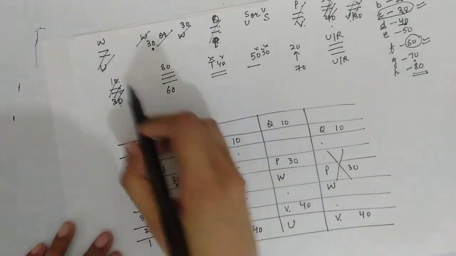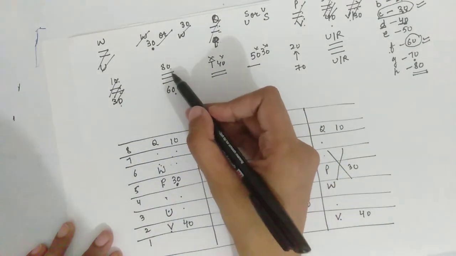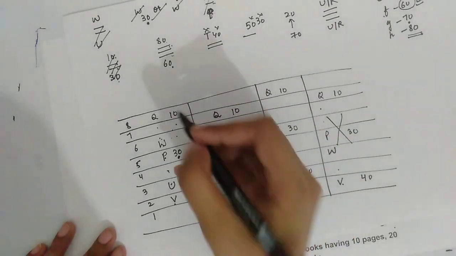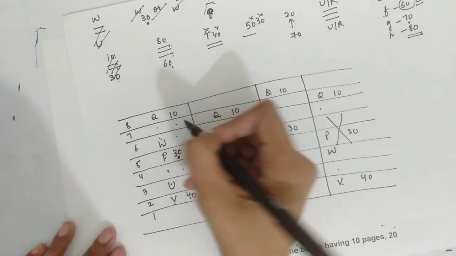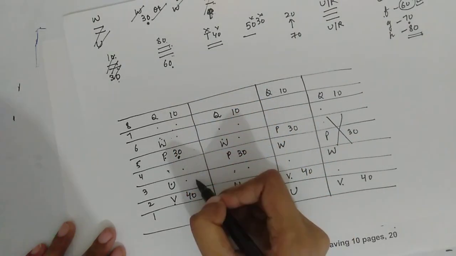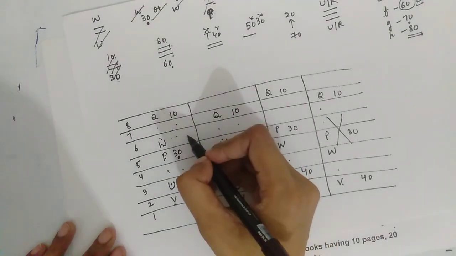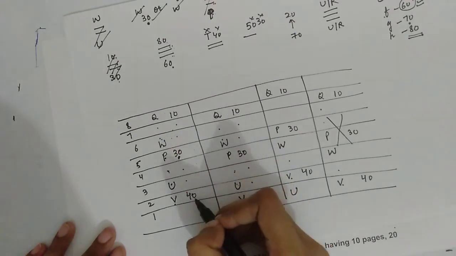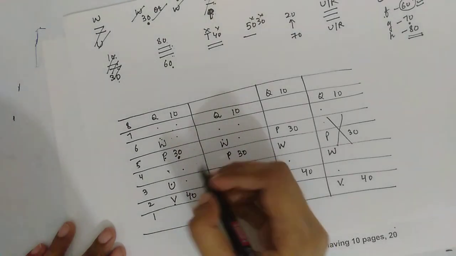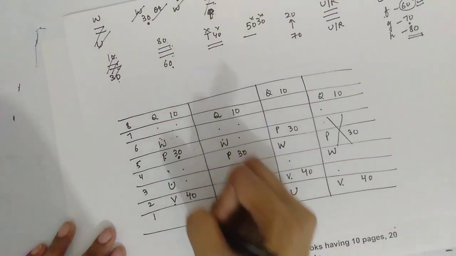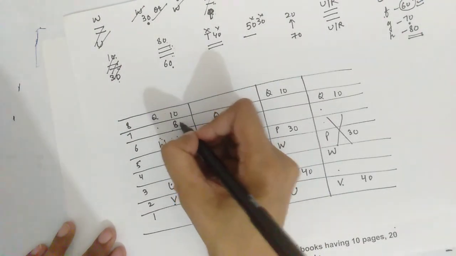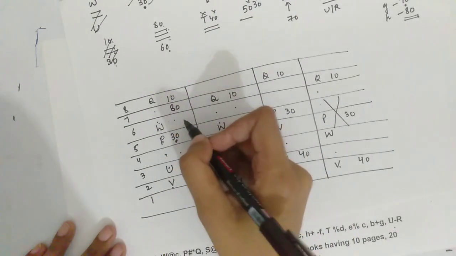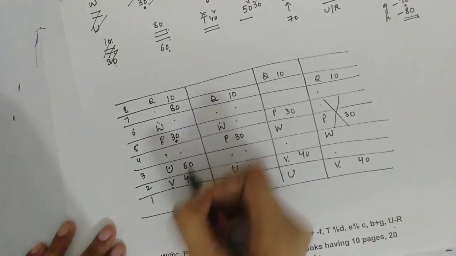Now see the next. 80 and 60 have 3 books in between them. So see if I place 80 here. 1, 2, 3. 60 will come here. Yes. Now see next. If I place 80 here. 1, 2, 3. No, 60 can't come here. We don't have any other possibility. So we have to place 80 over here only. 1, 2, 3. 60 will come here.